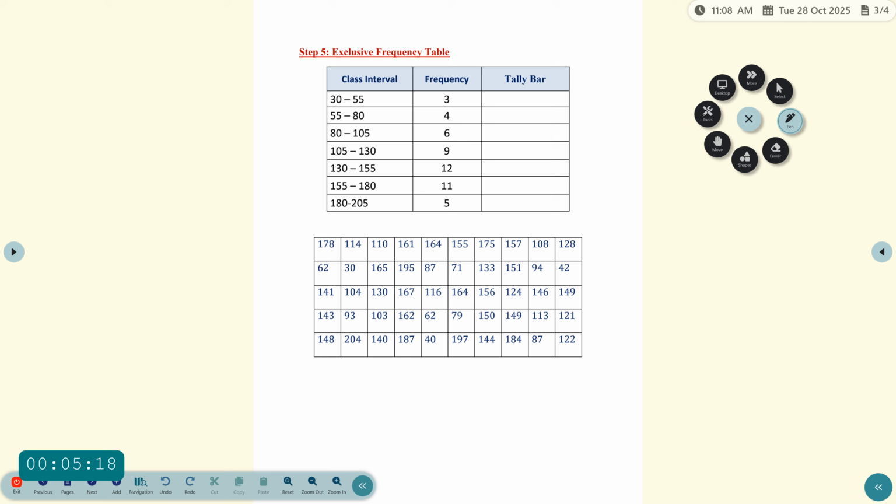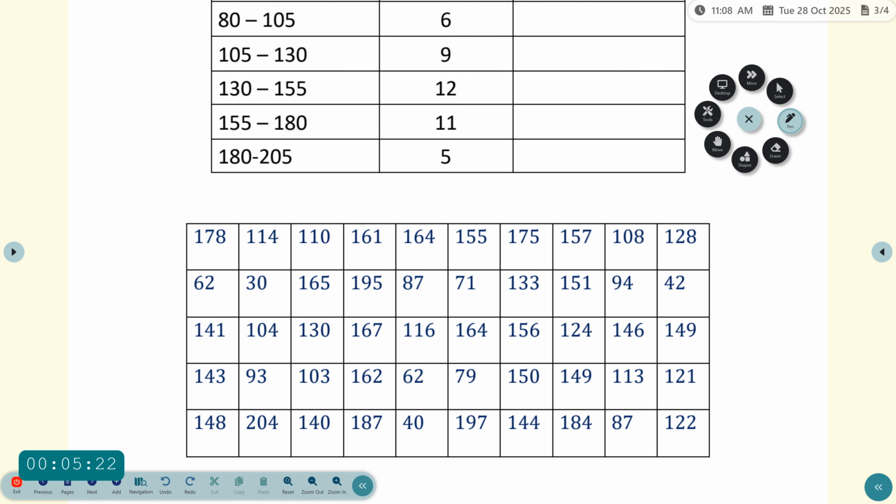Now, let us frame the frequency table. How can we frame the frequency table here?